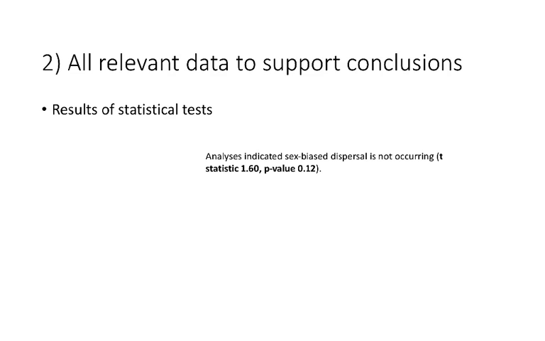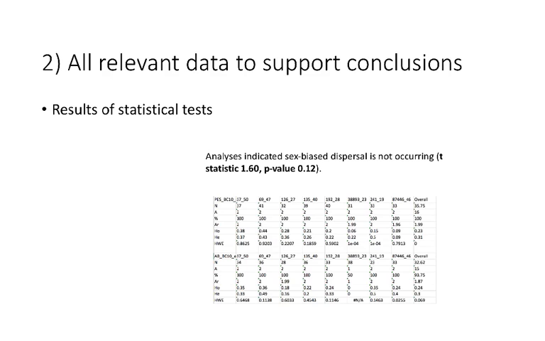So as an example, your group might say something like, analyses indicated sex bias dispersal is not occurring. And then what you could do is what I have bolded here, put in parentheses the relevant statistical values to support that claim. So you might say something here, you'd give the t statistic and the p-value. The p-value is 0.12, which indicates in this case that it's not significant. So you can write the results of statistical tests in written format. That's one way to do it. Again, this will depend on your particular group's project though.